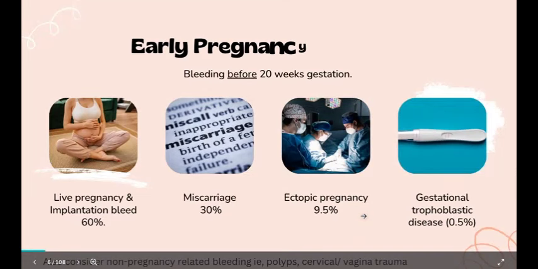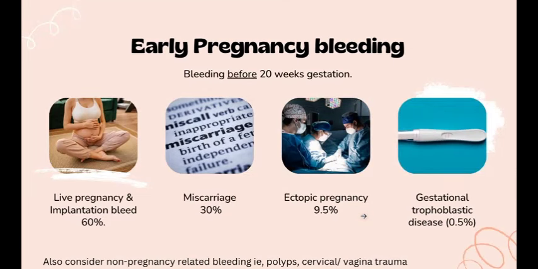So what is early pregnancy bleeding? Well, this is bleeding, I should say, before 20 weeks gestation. In the majority of cases, this is a normal phenomenon found in live pregnancies, and can be from an implantation bleed in about 60% of the cases.